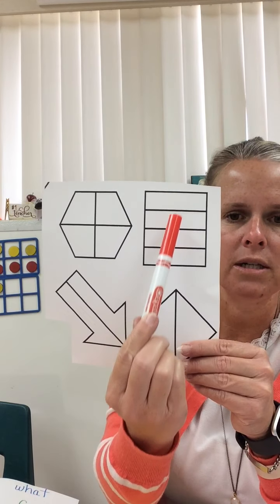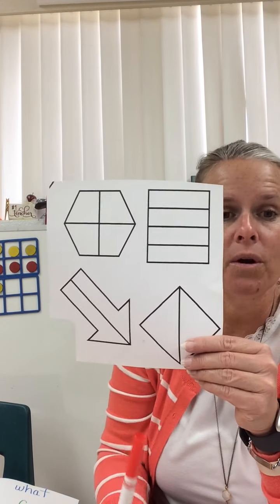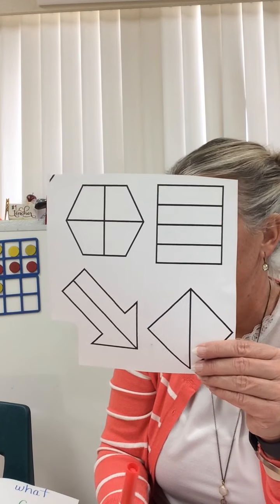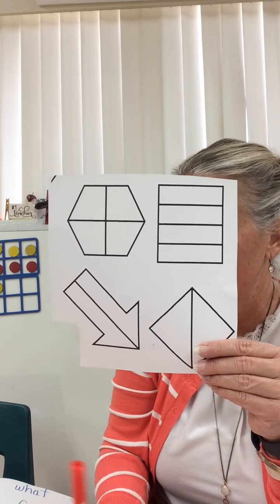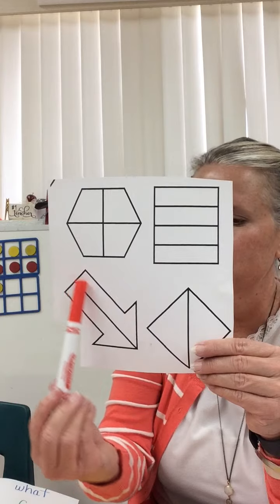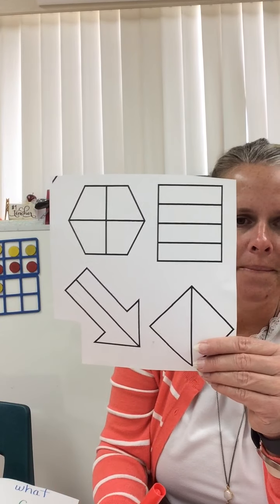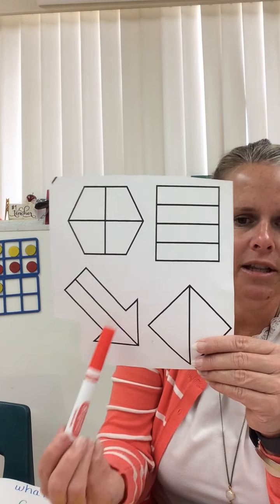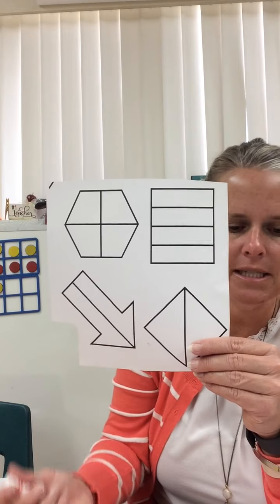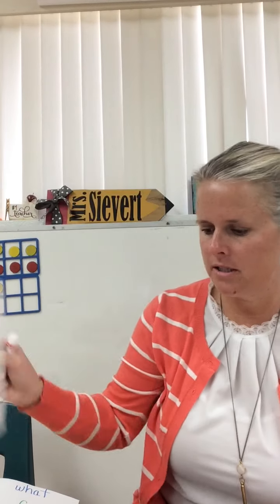Yep, you're 4. 1, 2, 3, 4. That's 4 pieces. Fourth, that would be my fourth. And then my last one, Beverly, what about this arrow that's pointing down? You're right, it's a half. There are 2 pieces, a half. Okay, so awesome job on that.